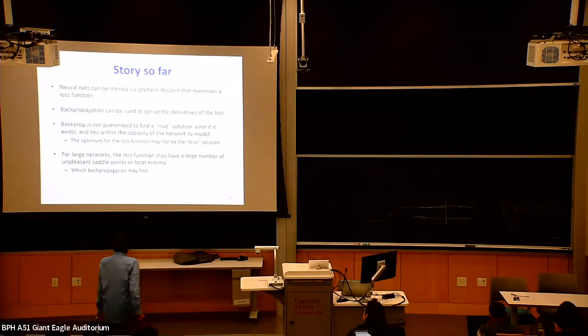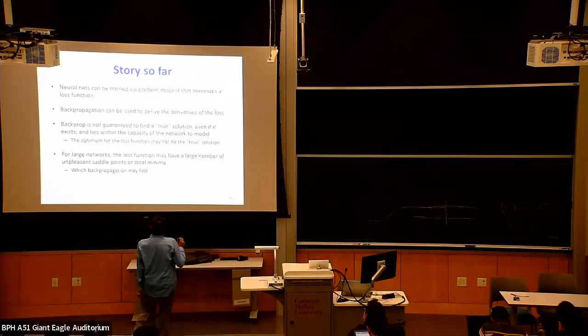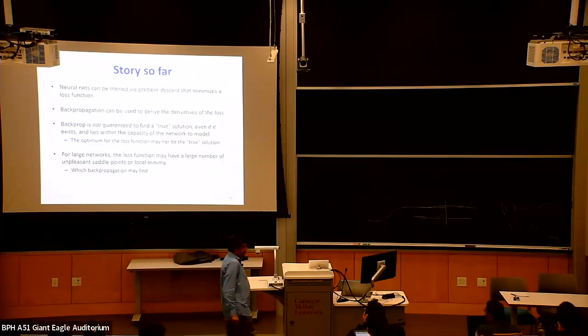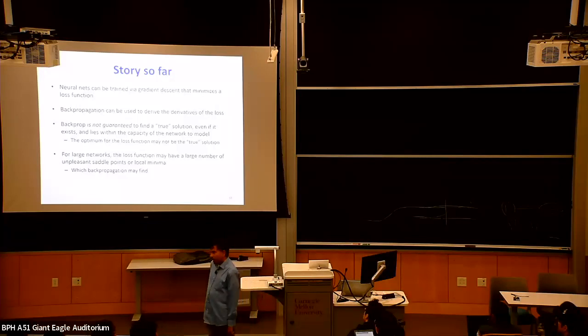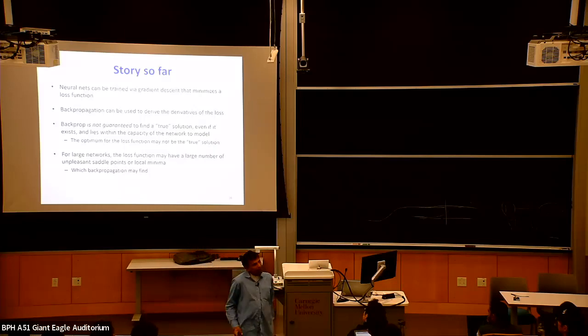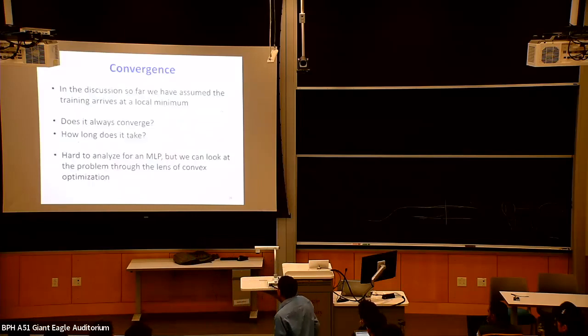So what we have, the story so far, we'll continue on that theme: neural networks can be trained via gradient descent that minimizes a loss function. Backprop can be used to compute the derivatives of the loss. It is not guaranteed to find a true solution, even if it exists and lies within the capacity of the network to model, because the optimum for the loss function may not be the true solution, right? And for large networks, the loss function may have large numbers of unpleasant saddle points or local minima, which gradient descent might just find.